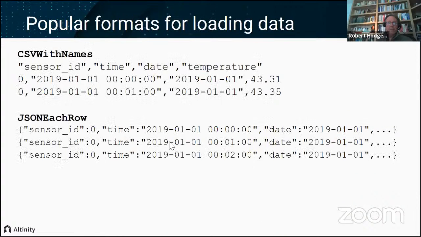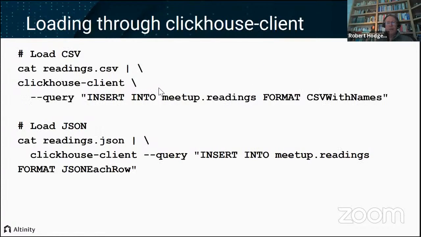So next thing you want to do once you've got a table is load your data. Two popular formats for loading that we use a lot are CSV and JSON. These are called input formats in ClickHouse, and ClickHouse supports a bunch of them. But two really popular ones are CSV, either with or without the names at the top of the columns, and what's called JSON each row, where each line contains a little JSON blob, as you see in this example. And you can load these pretty easily.